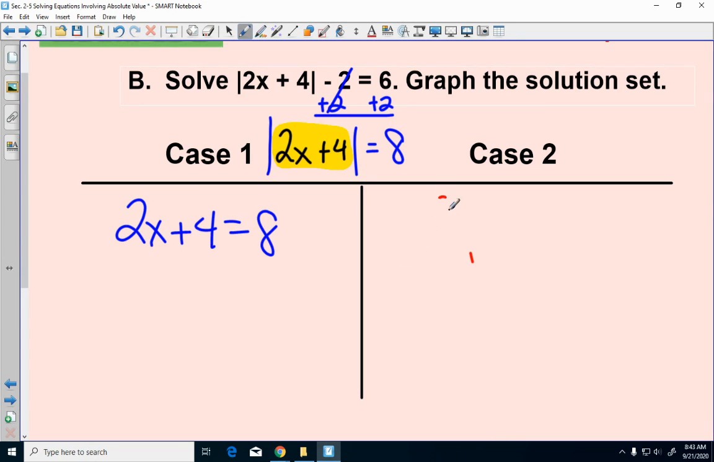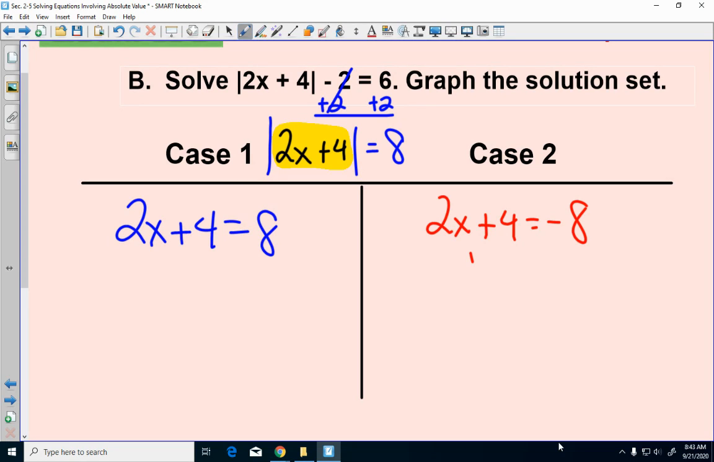Okay, that would be the equation over here. 2x plus 4 is equal to negative 8. Now, if you can solve those in your head, okay, that's fine. But we need to get it to a point where we understand what values it is that we're looking for.